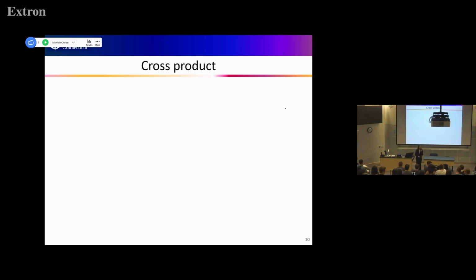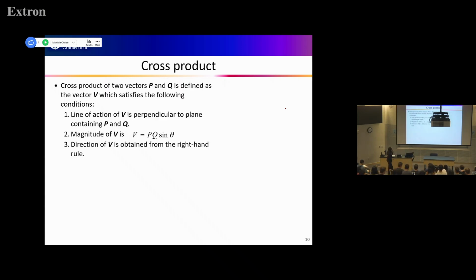Okay, so now we'll move on to the next learning objective, cross product. It's review for those who already took multivariable calculus. The cross product of 2 vectors P and Q is defined as vector V, which satisfies the following conditions. The line of action of V is perpendicular to the plane containing P and Q. The magnitude of V is P times Q times sine theta, where theta is the angle between P and Q. And the direction of V is obtained from the right-hand rule.